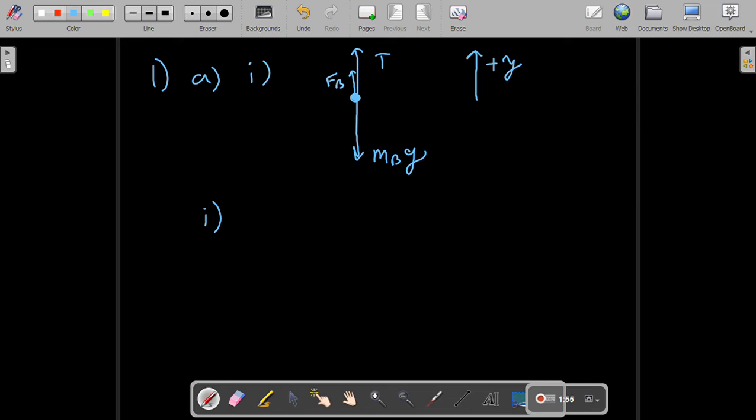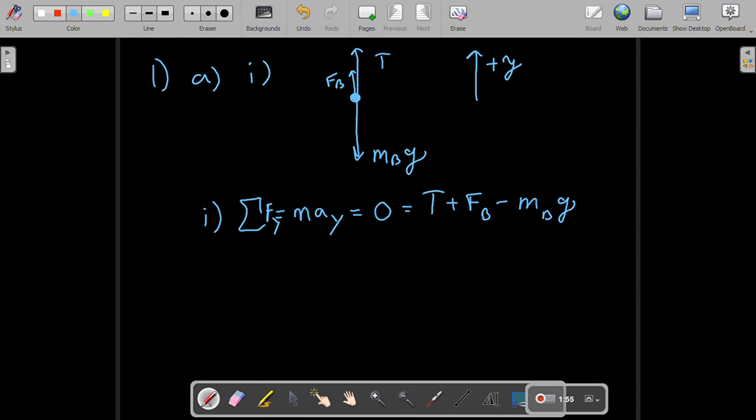I can sum the forces in the y direction. That's the forces in the y. That's the mass multiplied by the acceleration in the y direction. And we know that the acceleration in the y direction is 0. And now I can sum the forces. I get T plus the force of buoyancy minus the mass of the block times g.